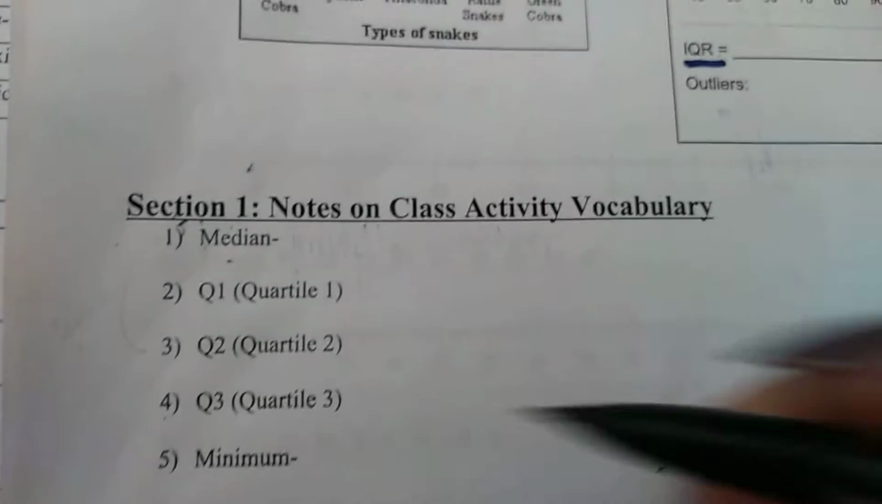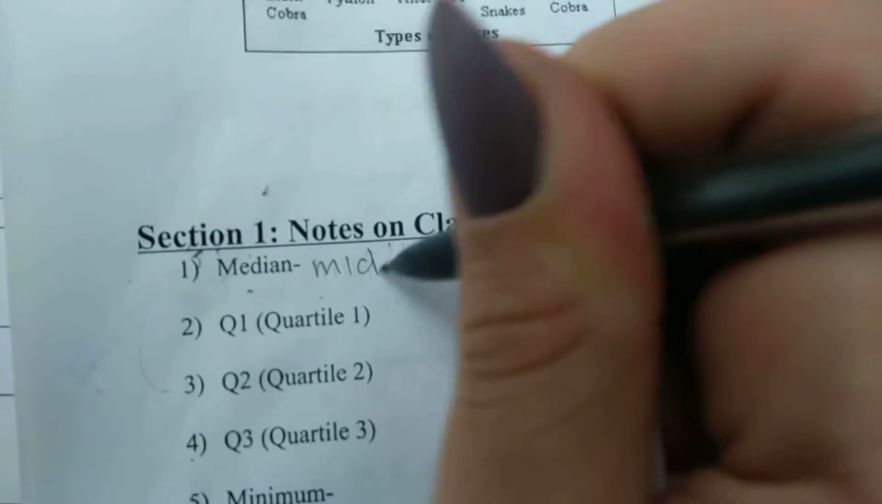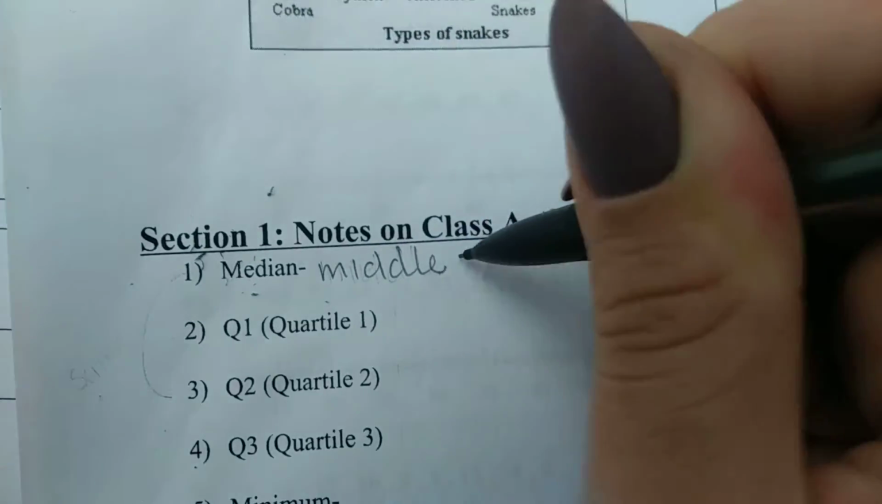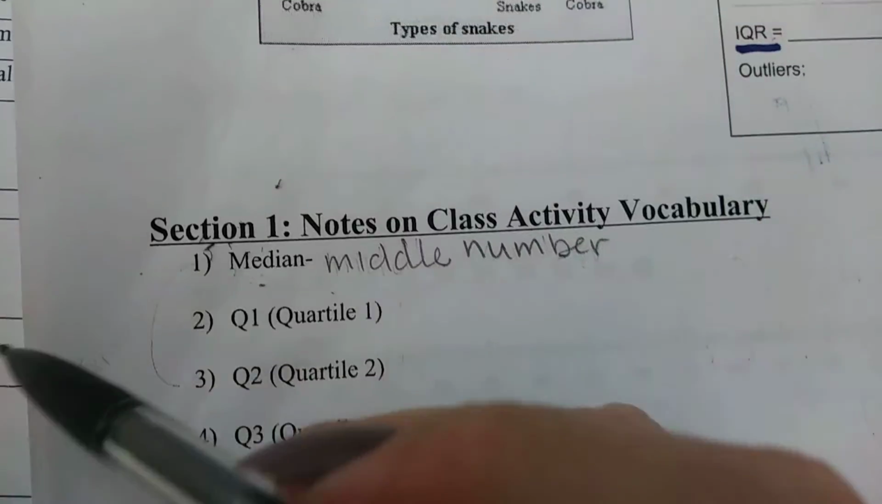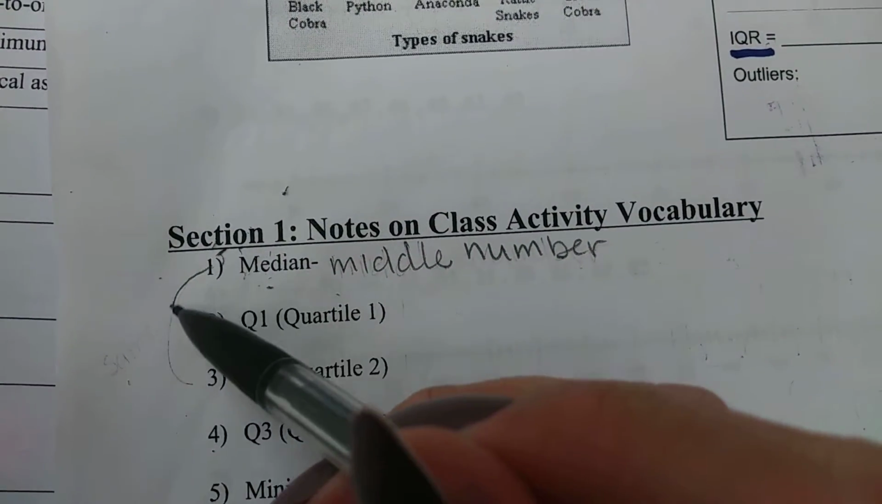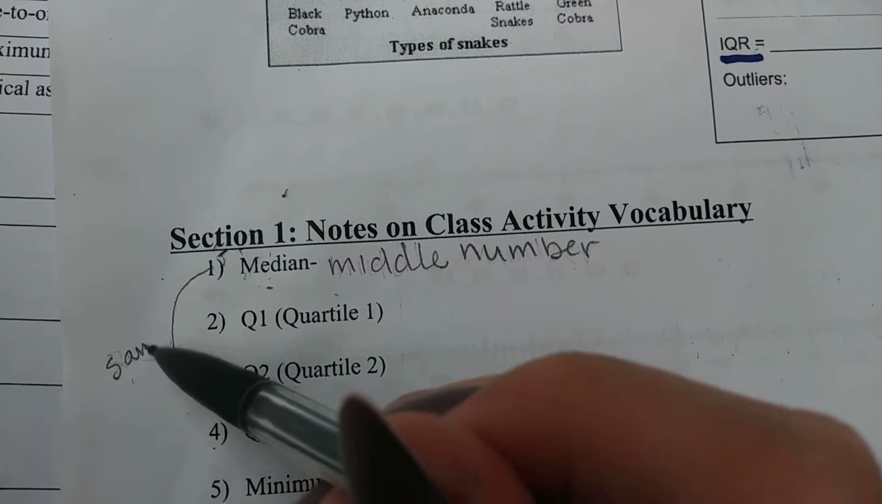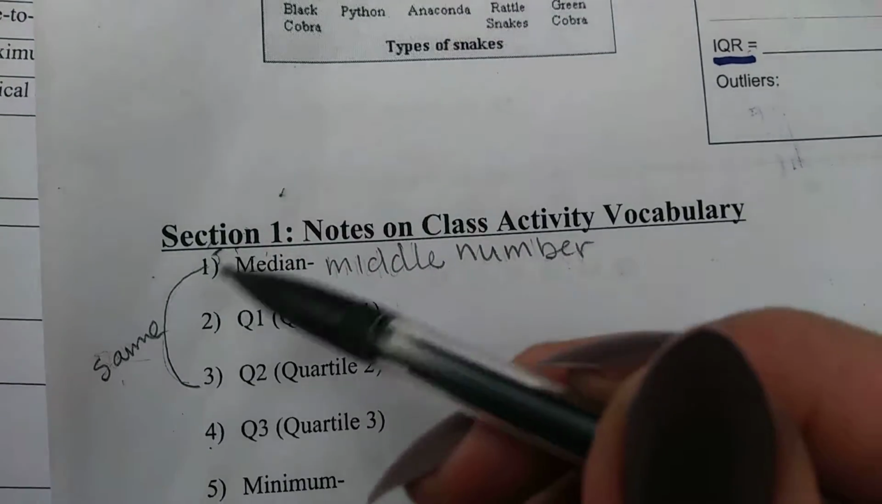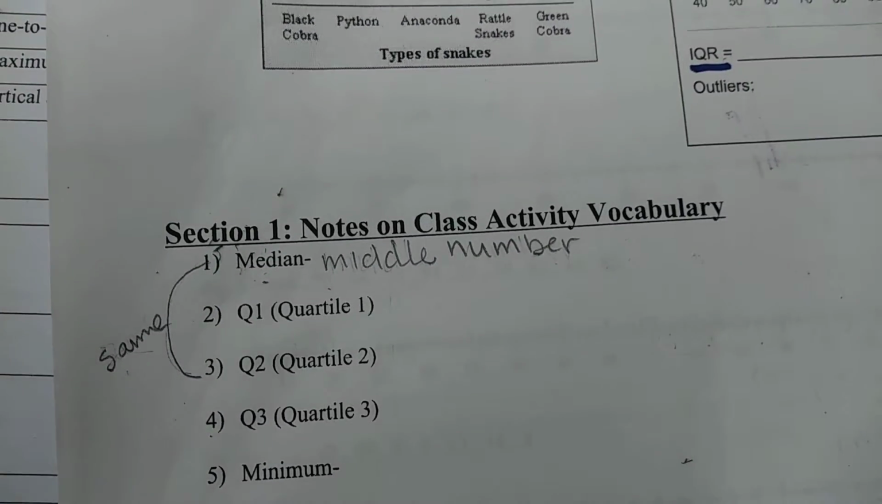So let's get started. The median, or the middle number, is the same as Q2. Same exact thing. Q2, middle number, median, it's all the same.